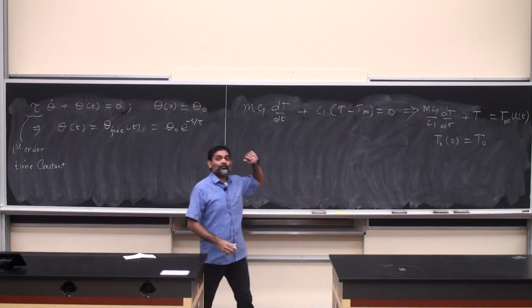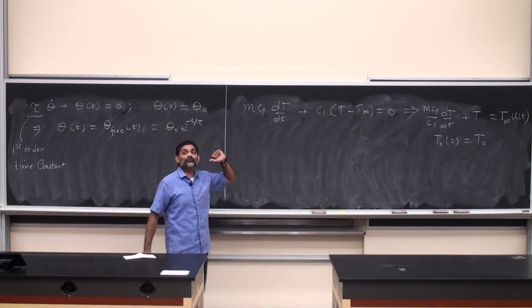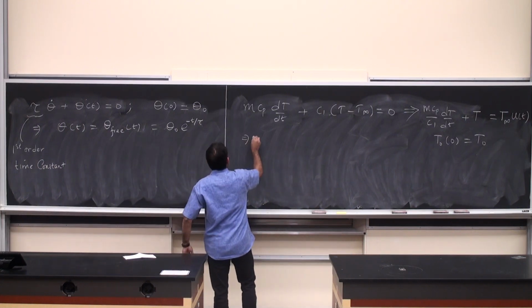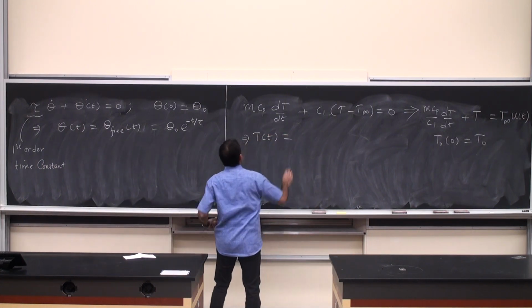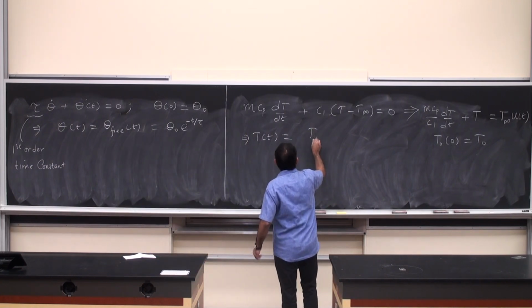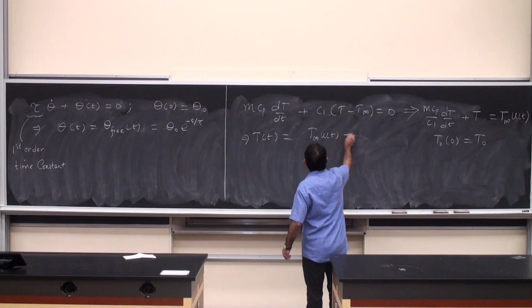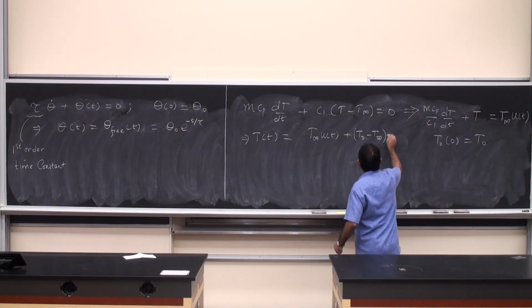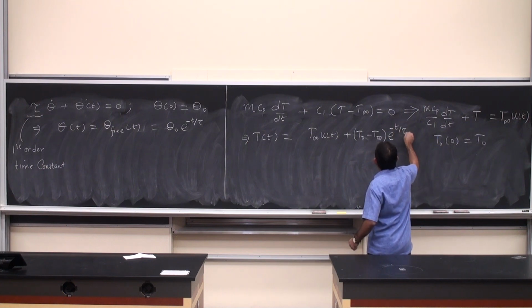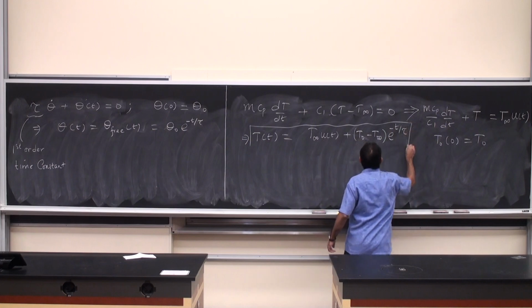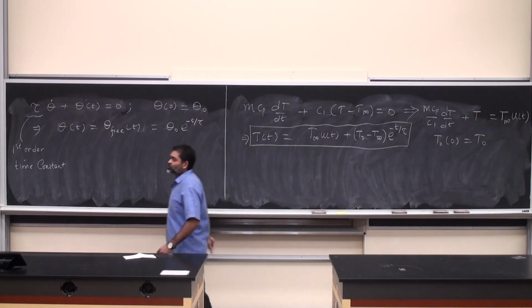But we already solved this problem. I can employ the solution that we have obtained in the last class. And so T of t will be T infinity U of t plus T naught minus T infinity. These are both the same.